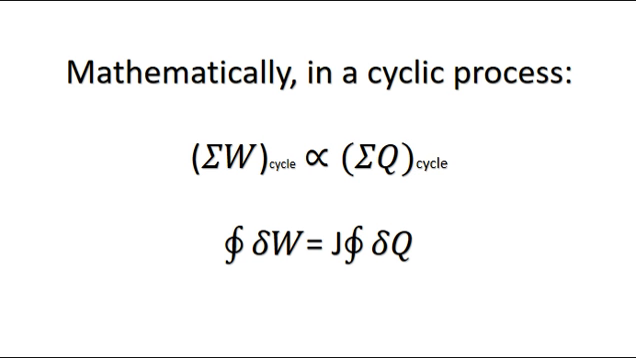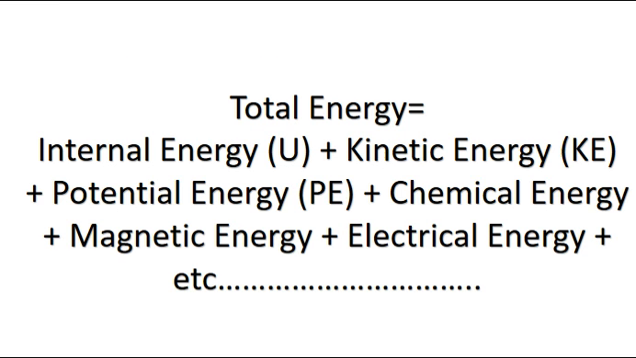However, in practice, a system may undergo a non-cyclic process. If Q is the amount of heat transferred to the system and W is the work obtained from it, then Q minus W will be the energy stored in it.